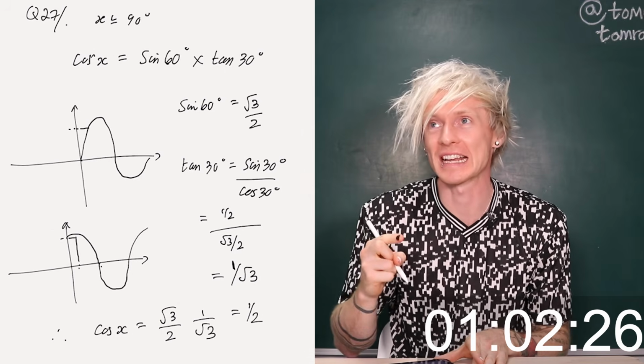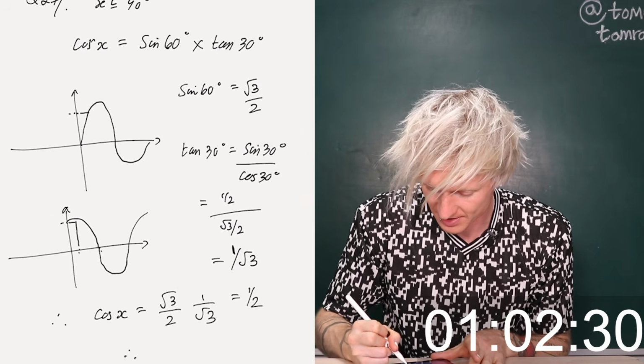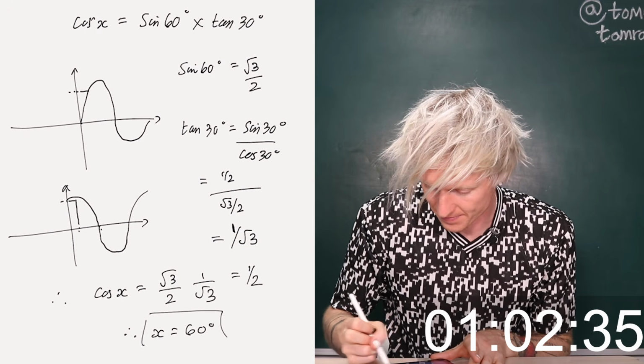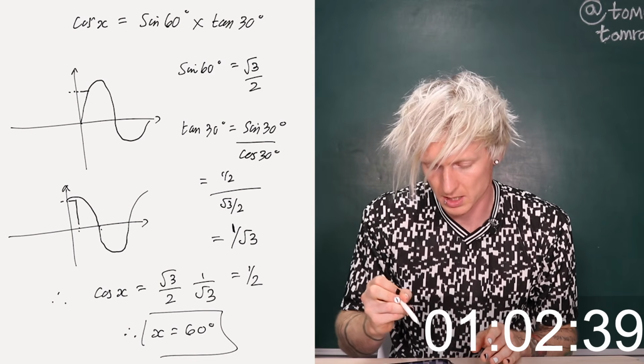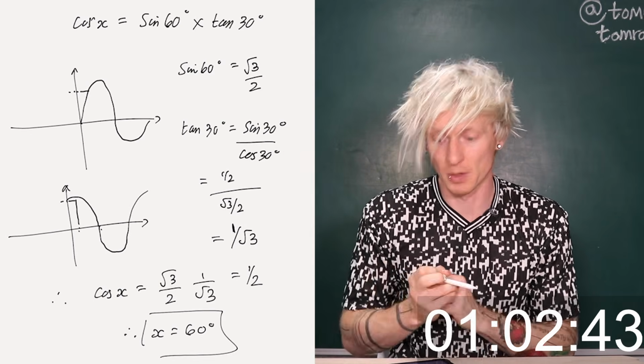So what value of x makes cos a half? I think it's 60 degrees. All right. Yeah, because that's the lowest. Yes. Has to be, he says. I'm going with it. 60 degrees. Okay, next question. Ah, yes!